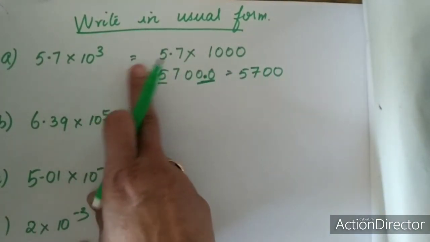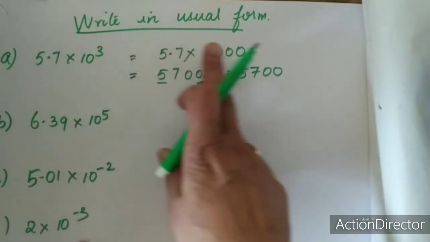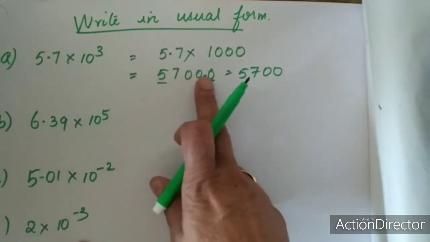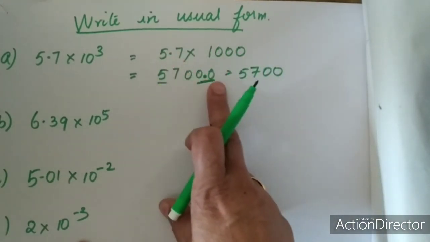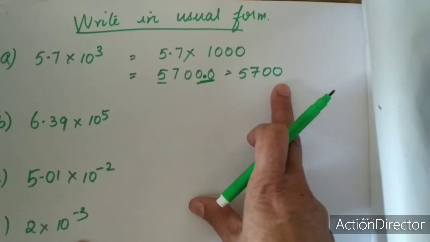So how to do this? I'll repeat again. Write 5.7 into 10 raised to the power of 3, which is 1000. Now you write all the numbers as they are, 57000. If there is 1 decimal place, from the end you keep 1 decimal point. So my answer will be 5700.